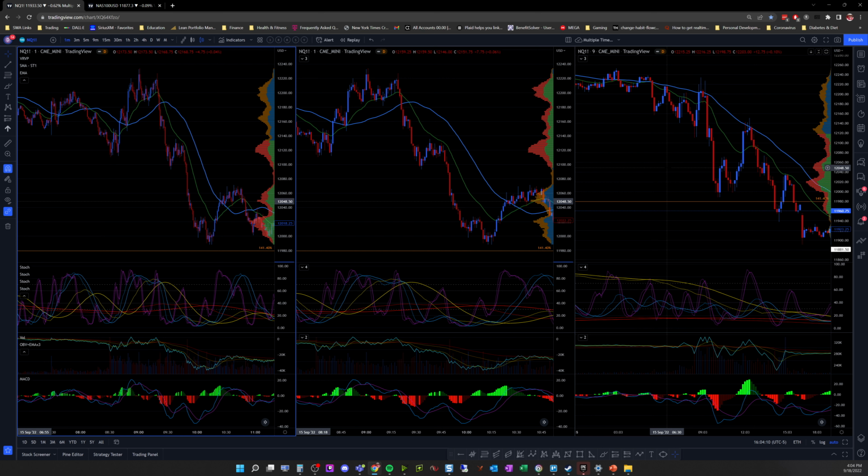Strangely enough, the 20 EMA and the 50 SMA. Those are good moving averages to have.